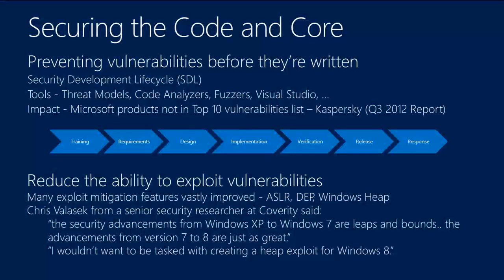Now, Chris Valasek is a security researcher. He goes to Black Hat, he speaks, he's one of those very notable, high-notoriety people. He has a couple of great quotes here. The advancements from XP to 7 are leaps and bounds, so you do all the math on that. Well, guess what? 7 to 8 is just as dramatic in his view. And he's a person whose job is to find vulnerabilities and try to exploit them.